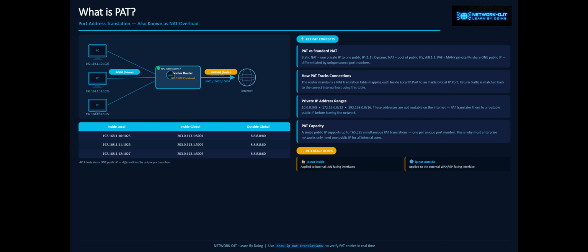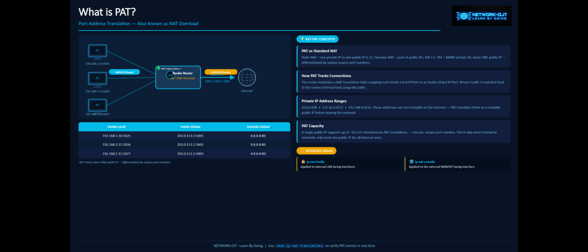Let's start with port address translation. Port address translation, or PAT, allows multiple internal devices to share a single IP address by translating the source IP and the source port. Each outbound session gets a unique port number, which lets the router keep track of thousands of simultaneous connections without any overlap.